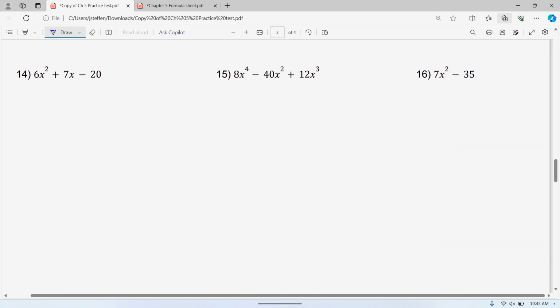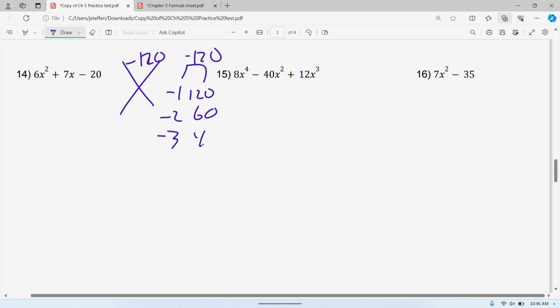Same thing with this next one. 6 times negative 20 is negative 120. We need factors of negative 120 that add to be 7. So this could be a long one, so get your calculator ready if you need it. 40. And 20, I believe.